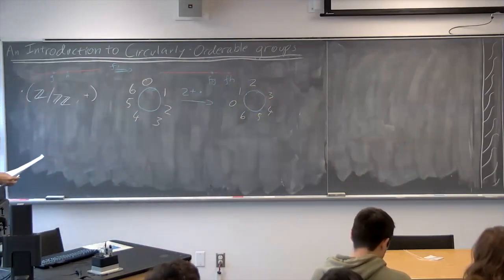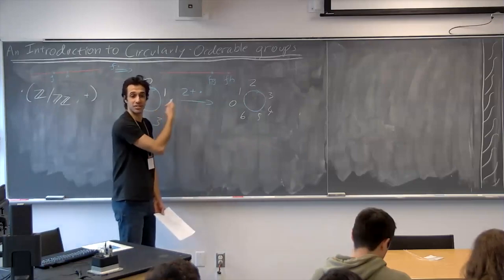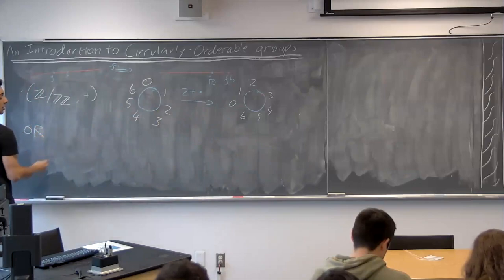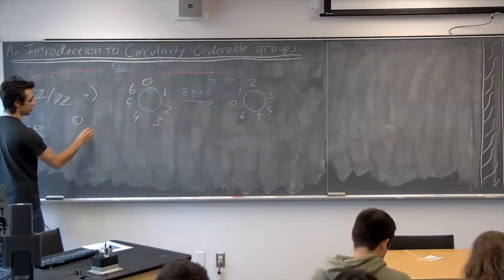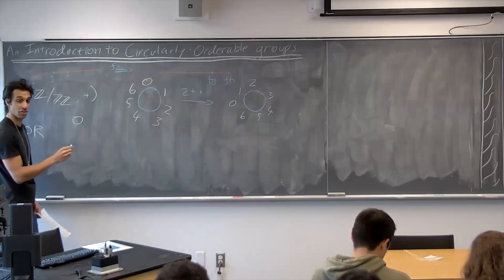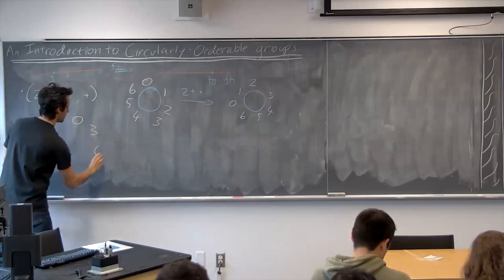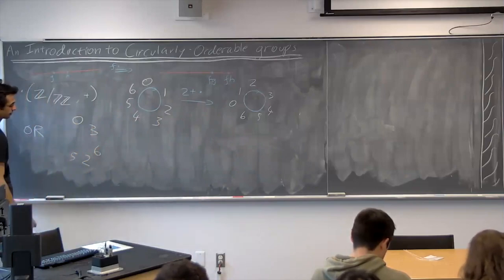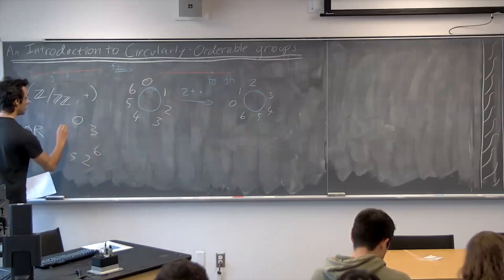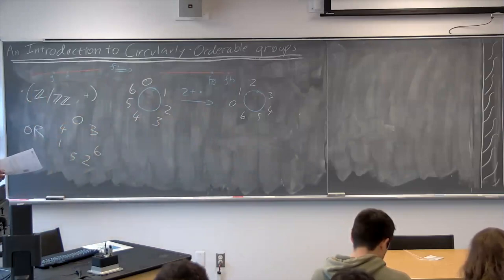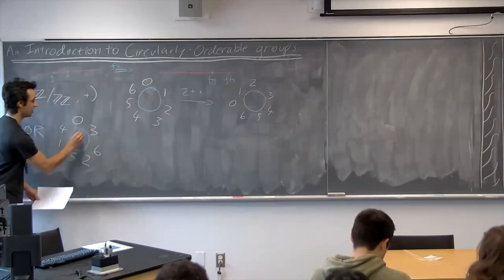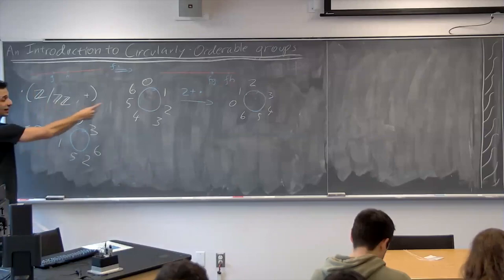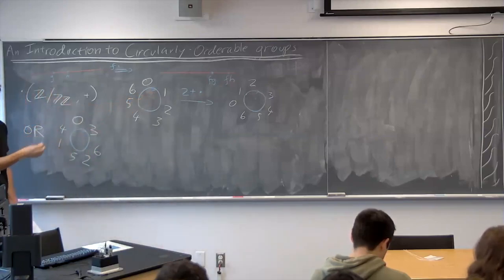Great. But this isn't the only way I can put these elements on a circle. There's another way. I could do the following. I could say put 0 there, and then I could choose my favorite generator. Mine is 3, 6, 2, 5, 1, or 0. Oh, that was tough. Okay, and here's a perfectly good way to put it on a circle, and it has the similar property that I can add any element to it, and the order is going to be preserved around the circle.